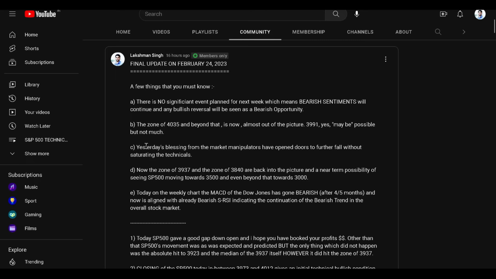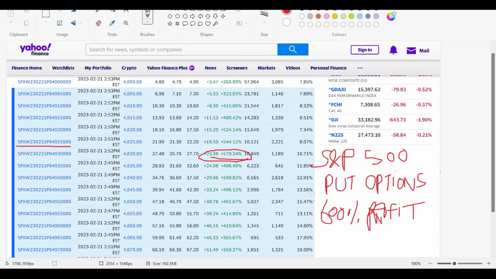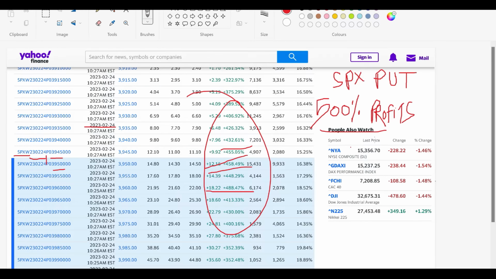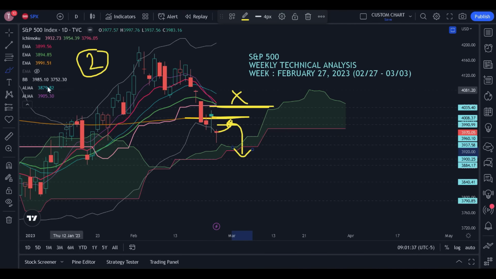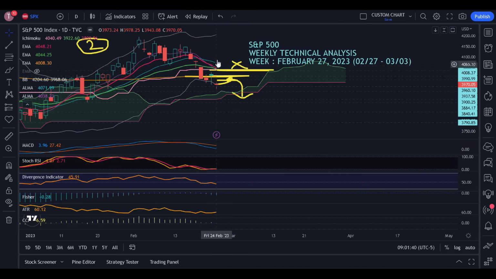Then comes the third point. Yesterday's blessing from the market manipulators has opened the door to a further fall without saturating the technicals. This was a very critical thing that I forgot to mention, and it helped us gain a 600% profit and a 500% profit on different days. What was that thing? This was the saturation of the stochastic RSI. On Tuesday, when we saw a very heavy fall, the stochastic RSI got saturated. Then the next day, the second day of saturation.